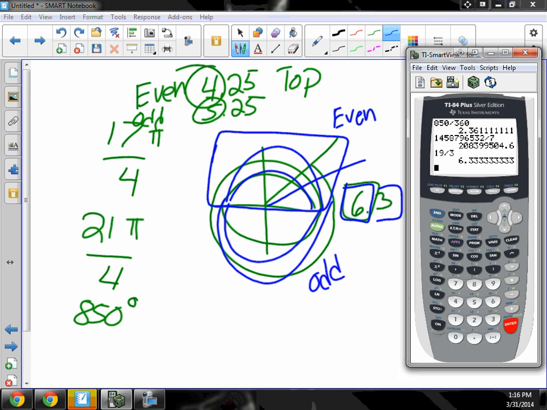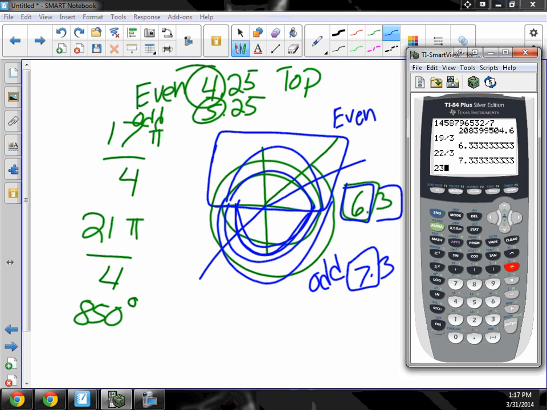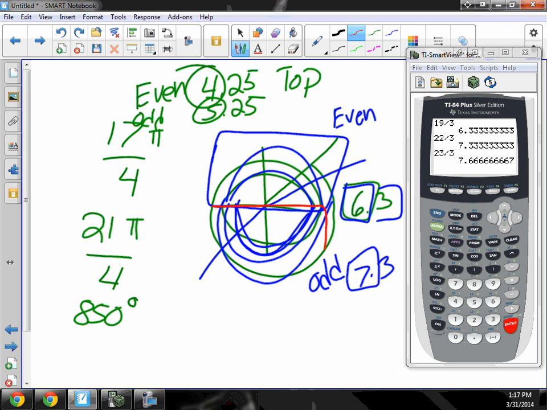So if I did 22/3, I now have 7.3. What does that 7 tell me? It's on the bottom. How much of the bottom? 33%. So from here to here is 100%. 33 would be there. Okay, what if I did 23/3? 66% of the bottom. So 66% of that is going to put me in quadrant 4.